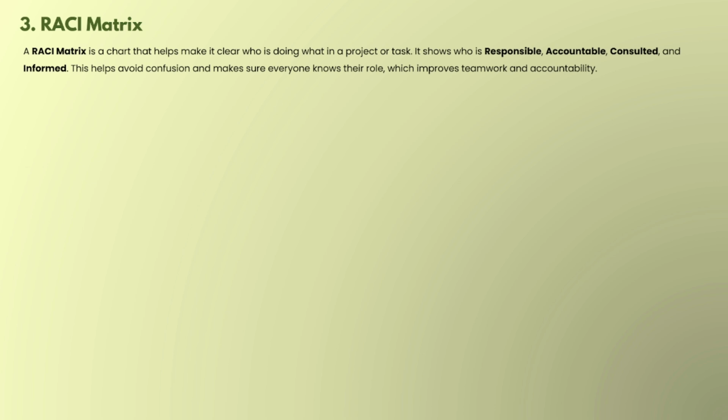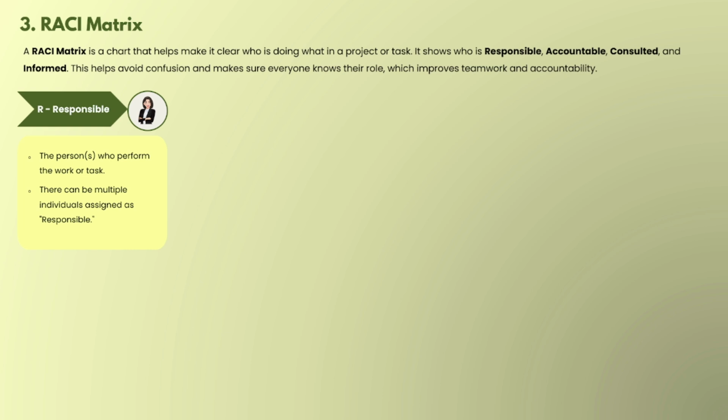So let's check first, responsible. These are the persons who perform the work or task. There can be multiple individuals assigned as responsible. In short, responsible means the person or people who actually do the work. They are the ones getting the task done.